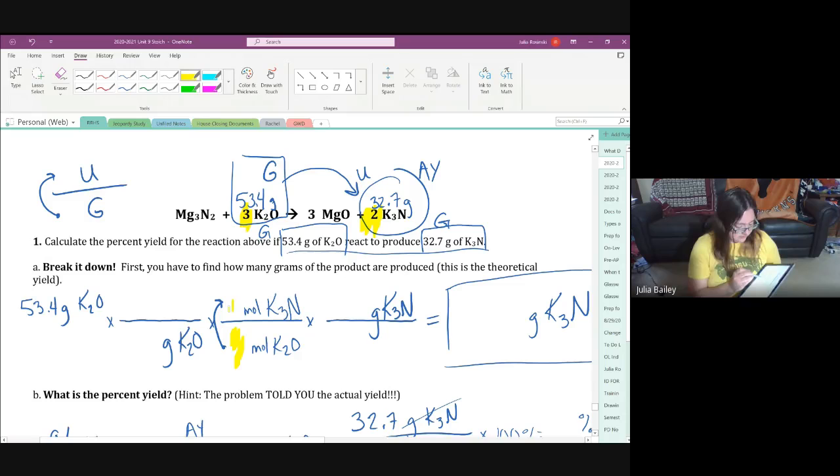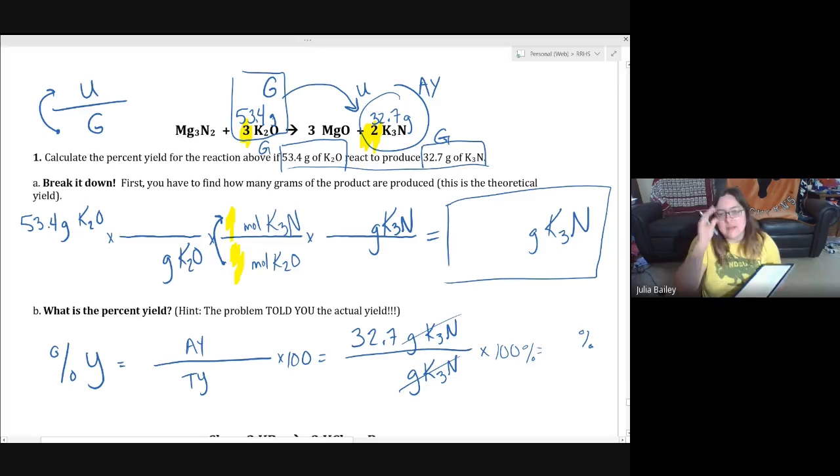Those coefficients from the reaction are what should be going into your mole bridge fraction every time. So your given was 3 moles of K2O. Your unknown is 2 moles of K3N into the unknown. Use those coefficients in your fraction for your mole bridge. Then we've got to fill in these last couple spots.